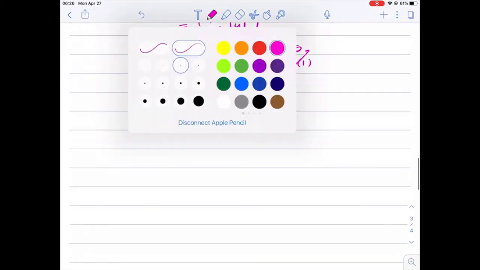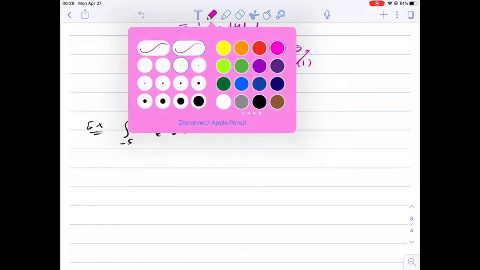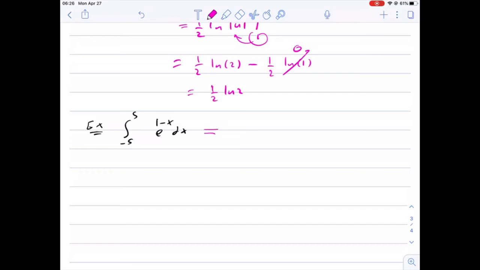One more example. If we have the integral from -5 to 5 of e to 1 minus x dx, we can use the shortcut that we learned before in the previous section. This is ax plus b. So a is the coefficient of x, it's -1. So 1 over a, the integral is 1 over a times same e to the ax plus b. So 1 over -1 e to 1 minus x from -5 to 5, and that's e to -4 minus e to 6. So that's it, e to the 6 minus e to -4.